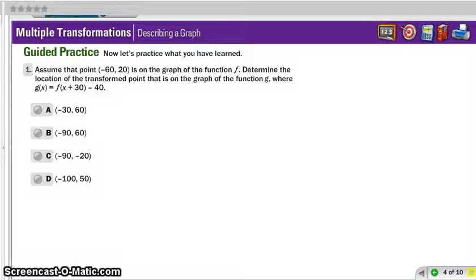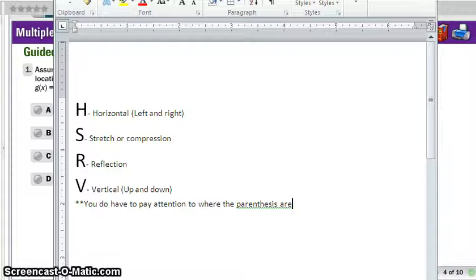Hey Logan, you had sent me an email about graph transformations, some questions you were having. The biggest thing I can tell you is the order of operations is HSRV.